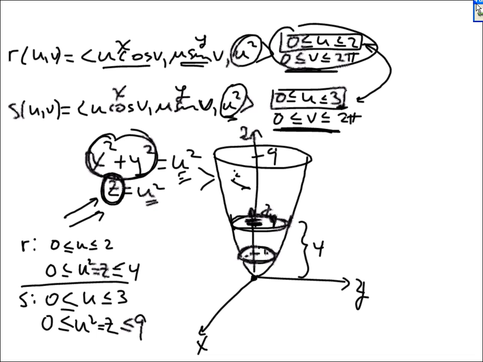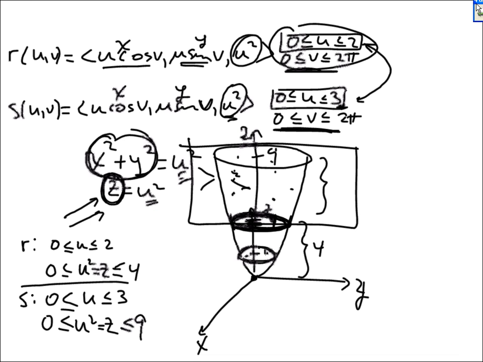And that's the difference. The difference is everything above here. This point and this point and this point, these are all extras. Everything above z equals 4, everything to the left of that curly bracket that I just drew. Z now can go up to 9. In S, z can go up to 9, and in R, z can only go up to 4. That's the difference.